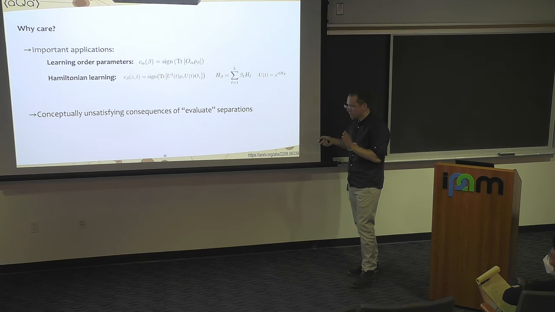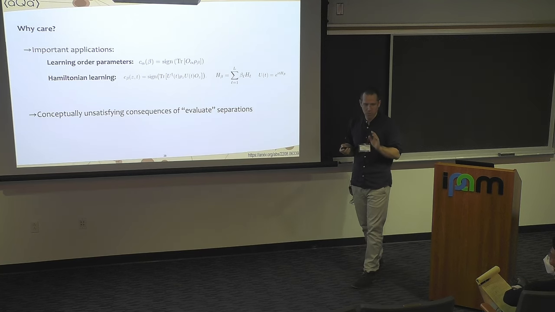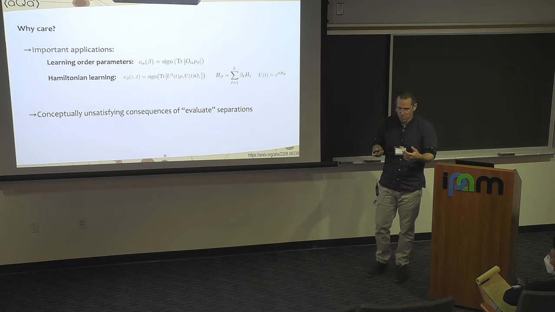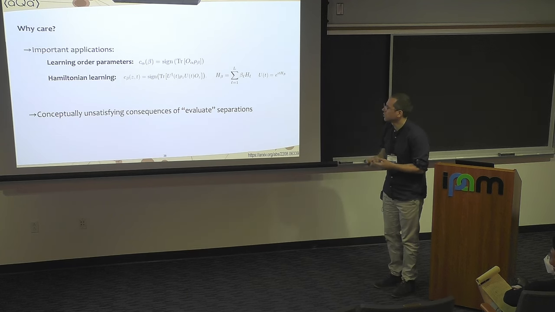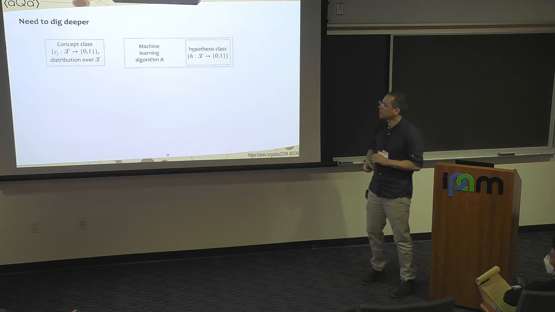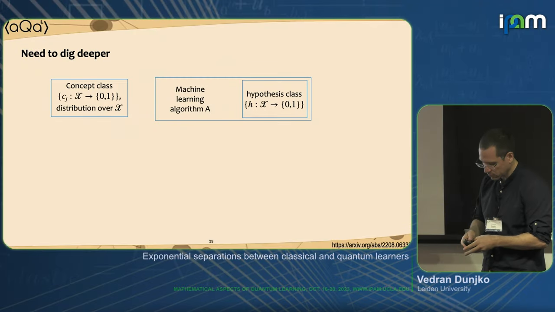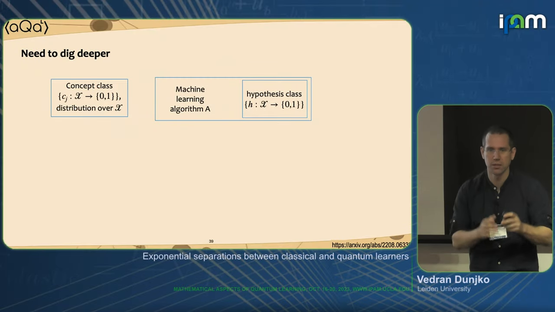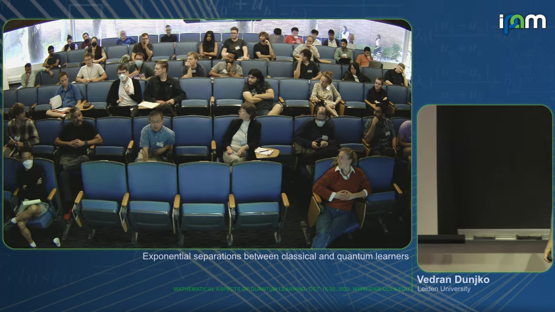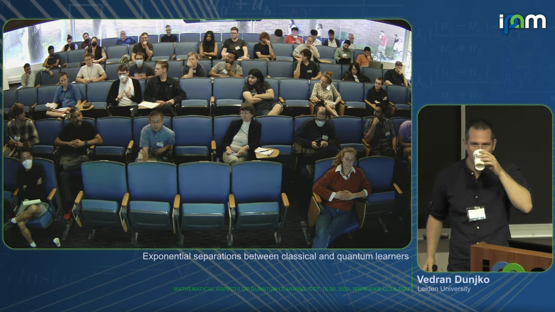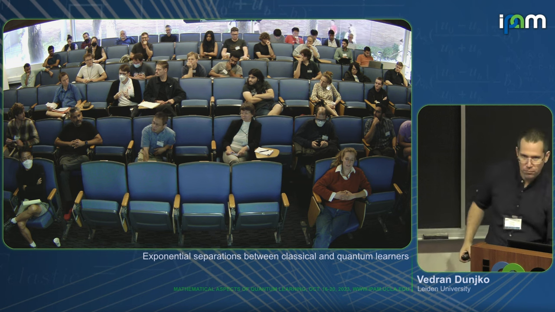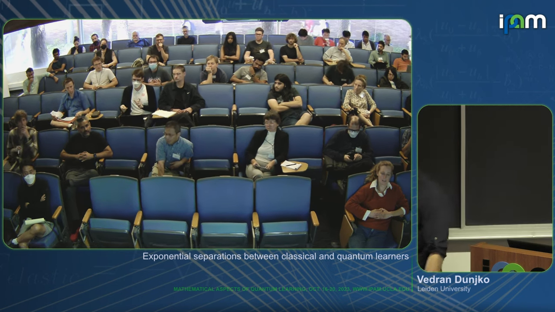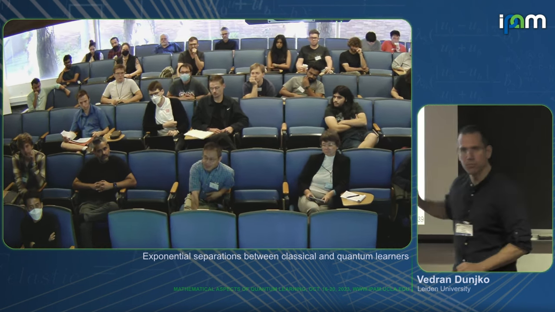And second, evaluate is a little bit unsatisfactory from the notion of what I personally consider learning is about. So let me explain this first. But to do that, I'm going to have to be even more fidgety and pernickety, and I apologize. Yes? Sorry, just to make sure I understand this. So you're saying you want to consider learning algorithms that output descriptions of a concept that do not necessarily allow you to evaluate the concept. Yes, but I'll make it precise right now.